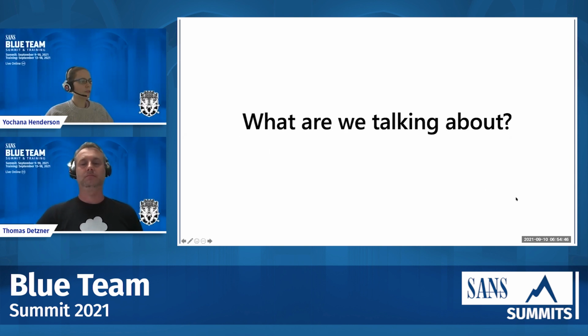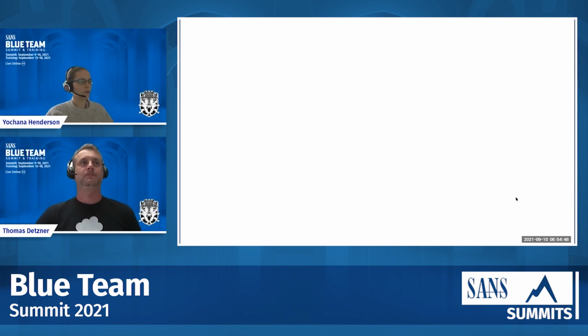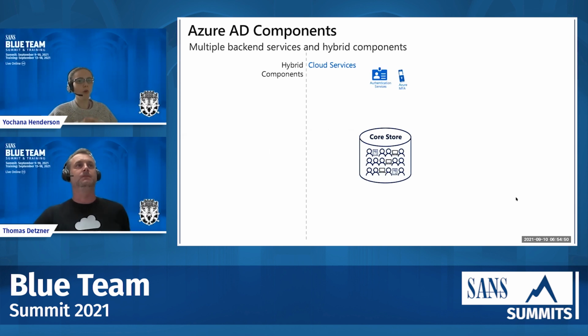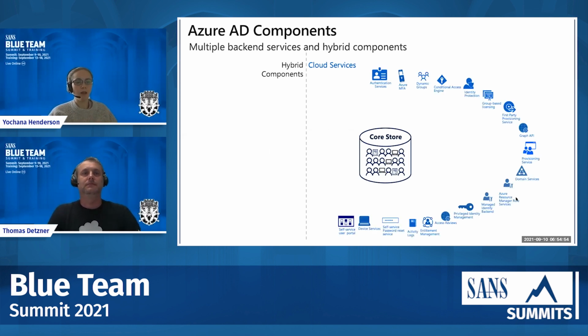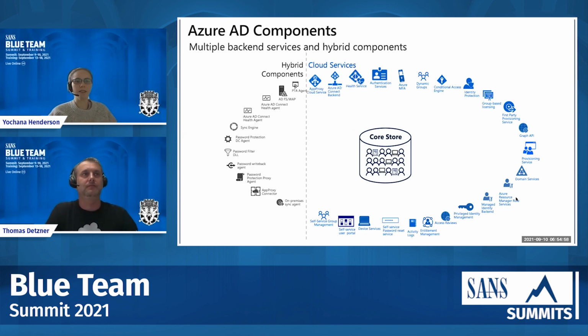Okay, so first of all, we're just going to quickly go through what we are talking about so we're all on the same page. Azure AD is made up of multiple components. Azure AD is not AD in the cloud, as you can see here. There are many more components to it. We split these into what we call cloud services, which are the Azure AD components, and then the hybrid components that you can see, which are normally your on-prem components that you also need to monitor.